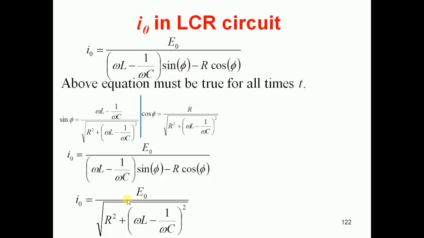simplified version of I0 equal to E0 upon under root of r square plus omega L minus 1 over omega C. So here I again advise to pick up a piece of paper and pencil and make a small calculation, which will easily reach you up to this equation. Here E0 upon this quantity must be the reactance of the circuit, that is, total reactance of L, R, C connected in series.